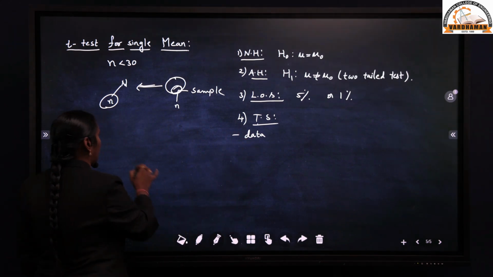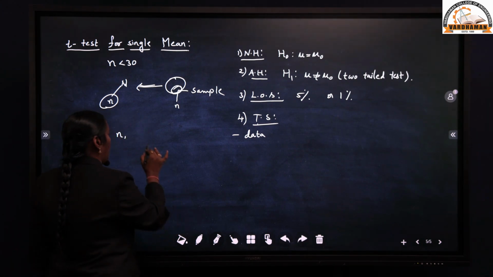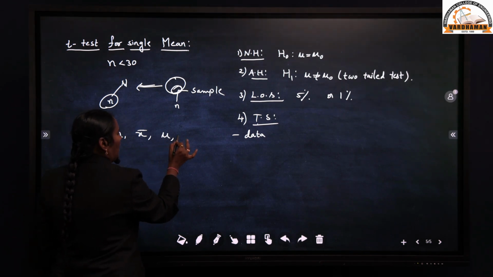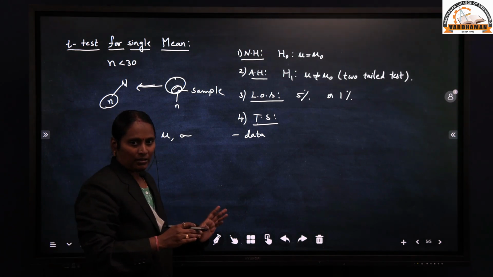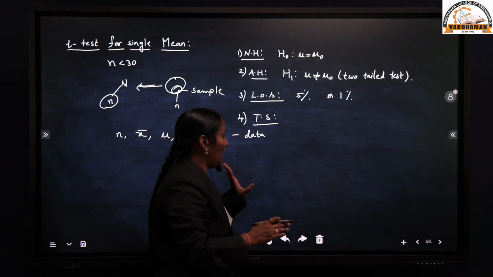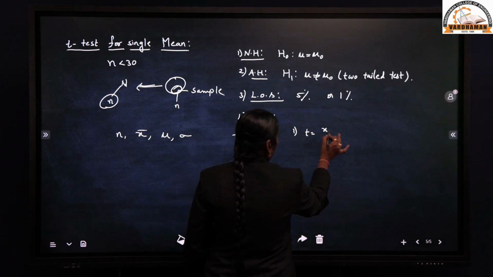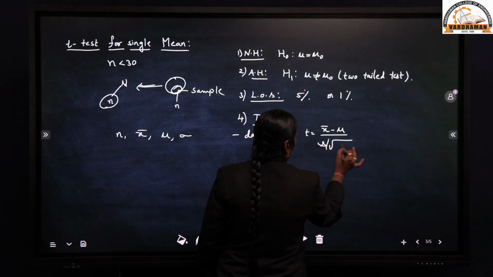So what is sample data? The given problem contains sample size small n, and if you have sample mean x bar, population mean mu and standard deviation s, if the data is directly there in the given problem, we take the test statistic as t is equal to x bar minus mu divided by s by root n minus 1.